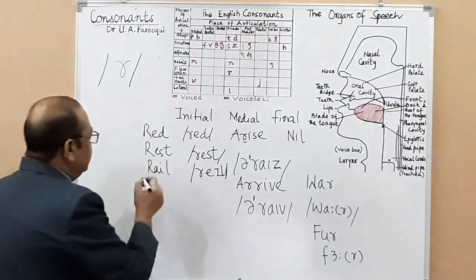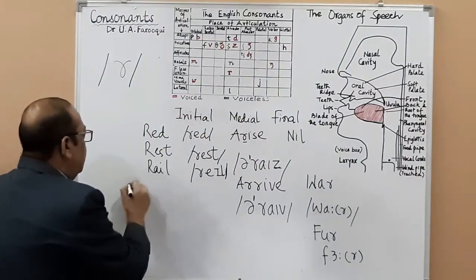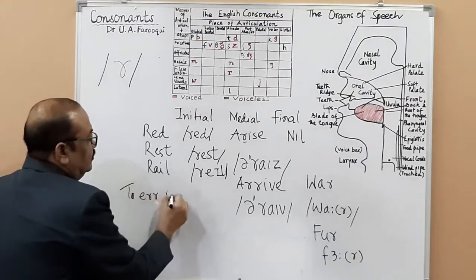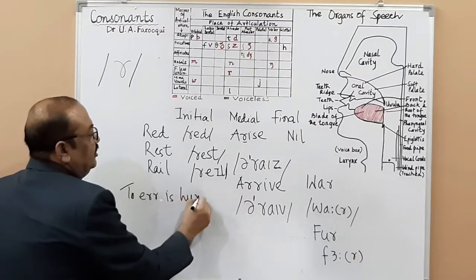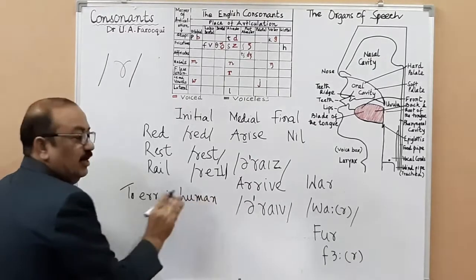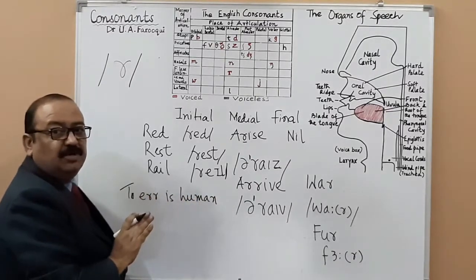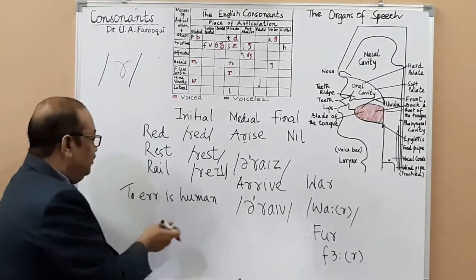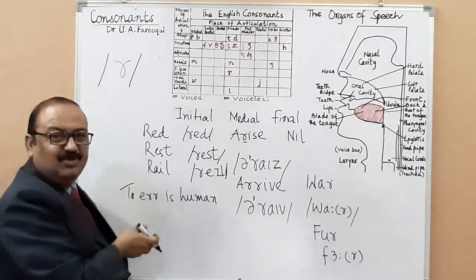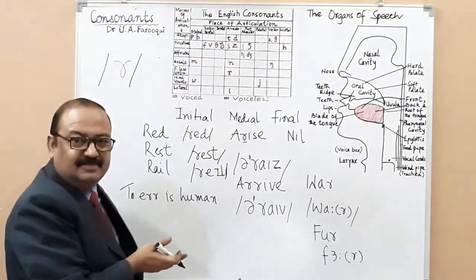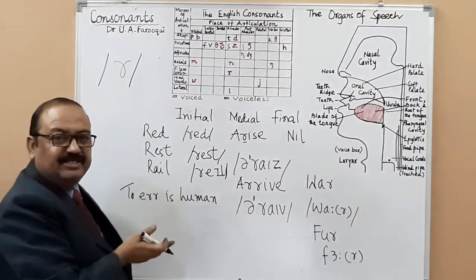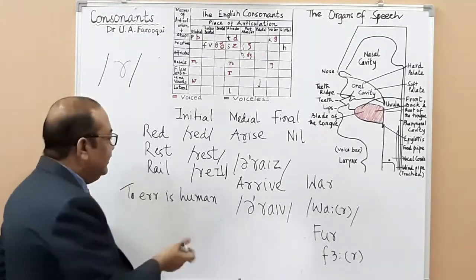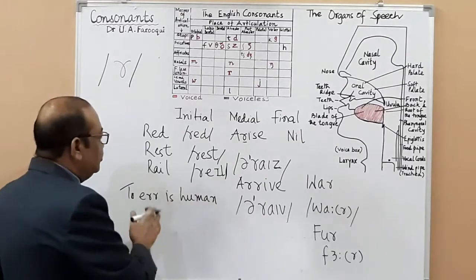Have you heard this? You must have, obviously. This is so common. To err is human, to forgive divine. What does it mean? Have you heard this idiom, this proverb? It means it is very natural for human beings to commit mistakes, because they are not angels. That's why it is said to err is human, to forgive divine, and God is so benevolent, so merciful that He forgives us.